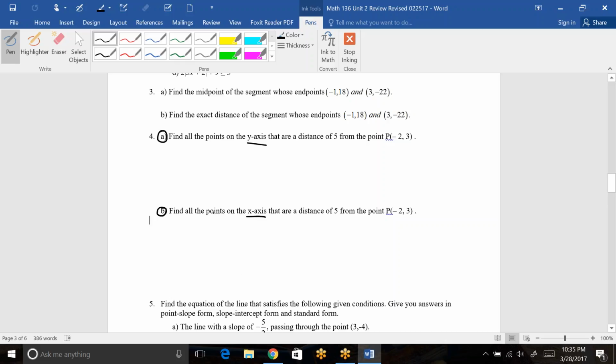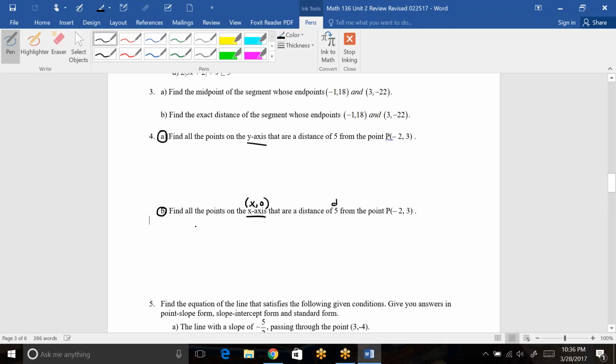So let's look at B really quick. This says find all the points on the x-axis. That means it's an x-intercept. X-intercepts are always some number, we don't know what it is, then comma 0. The distance is 5, so that's our D, and then we have a second point, so this is another ordered pair.